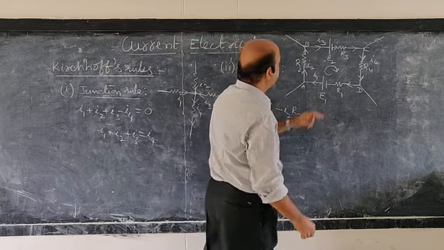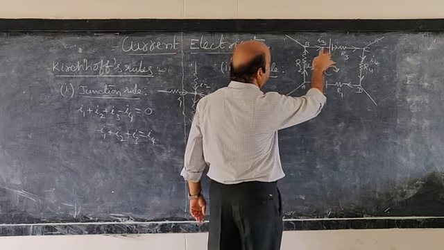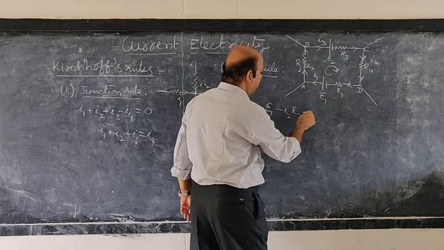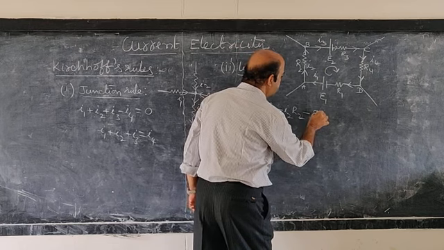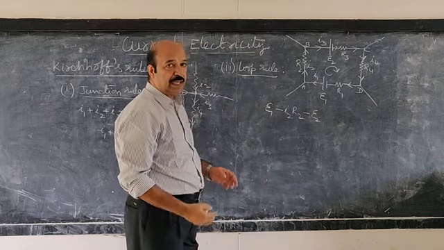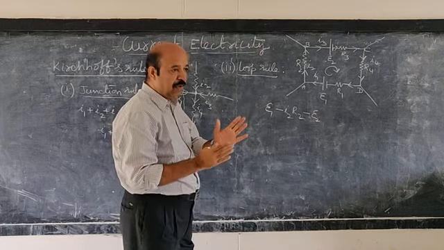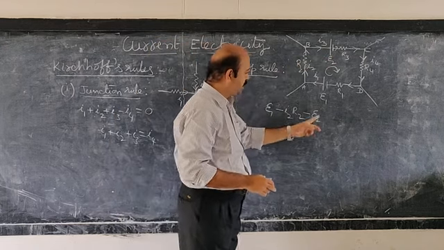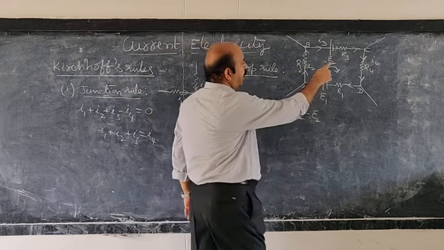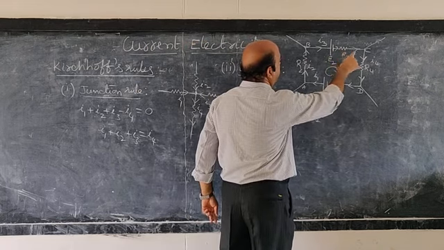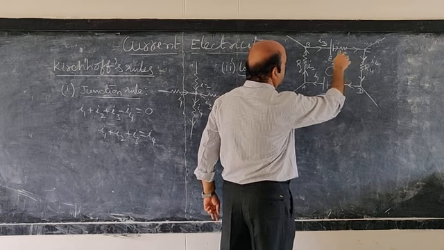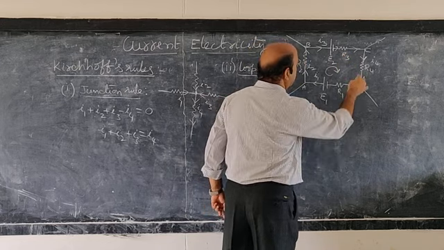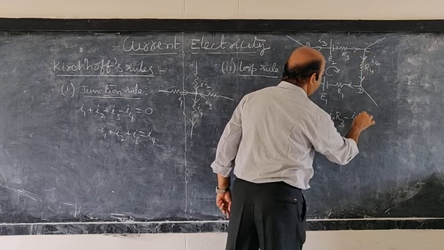And I travel like this. Here, see, the current direction is from higher potential to lower potential. Therefore, I will take this as minus E2. So actually current in the cell travels from negative terminal to the positive terminal inside the cell. But we are going in opposite direction, hence minus E2. And again here, the path is from higher to lower. So in this resistor, minus I3 R3. Again here, minus I4 R4.